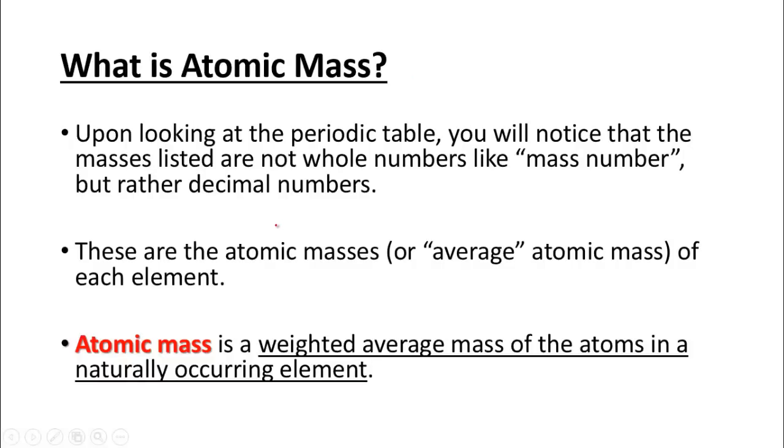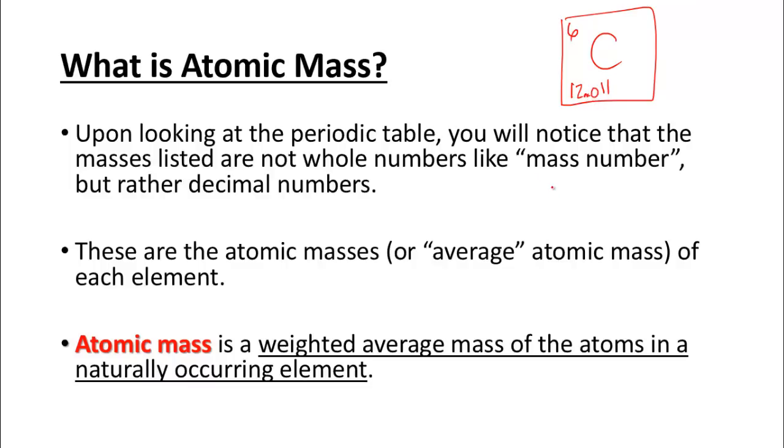So what is atomic mass? Well, when you look at the periodic table, oftentimes if you look at a symbol, like for example carbon, its atomic number is 6, and in the bottom there's another number here, and that is the atomic mass unit. And it's usually a decimal number. So they're not whole numbers like mass number.